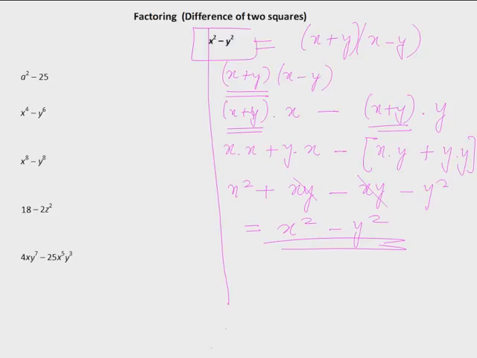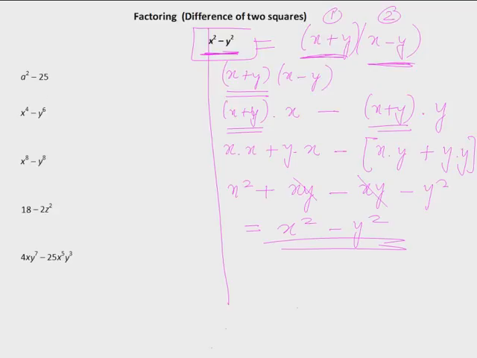So most important formula: x square minus y square is x plus y into x minus y. So this is a difference of two squares and we've written it as a product of two numbers. So we have factored this expression as a product of two binomial expressions, expression 1, expression 2. Let's apply it.